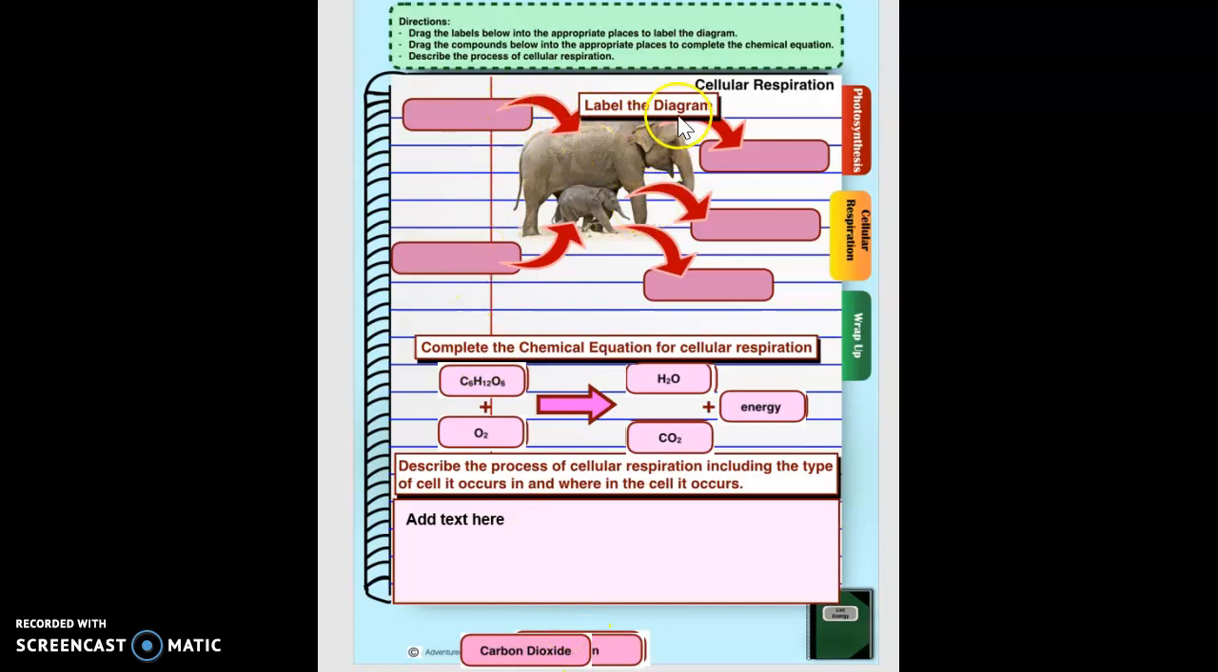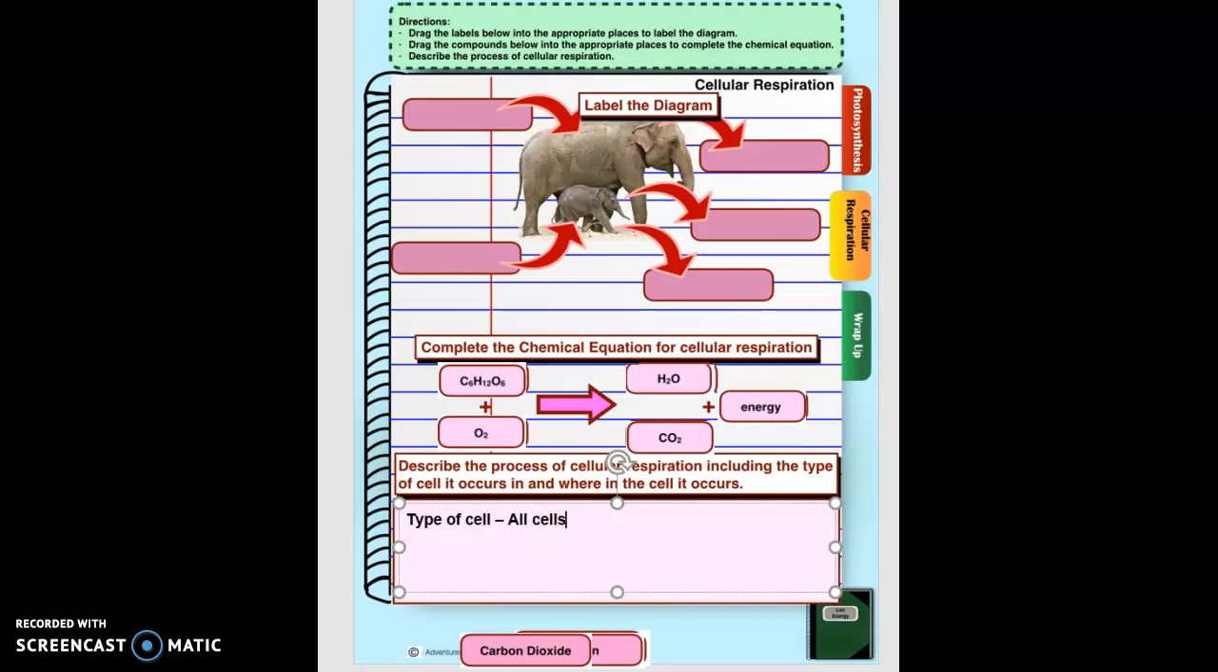What two things go into the elephants? What three things come out of the elephants? All right, and then we're going to come down here and say what type of cell this occurs in. And the answer to that is all cells.